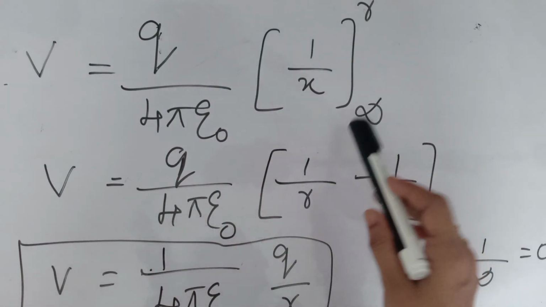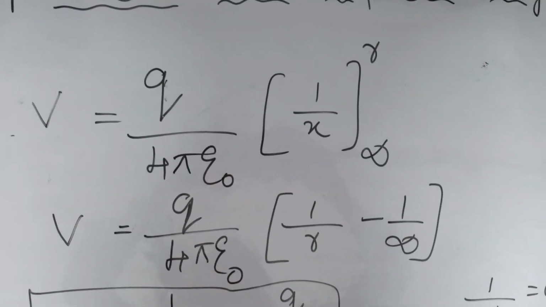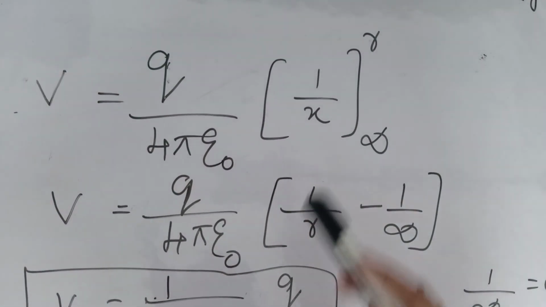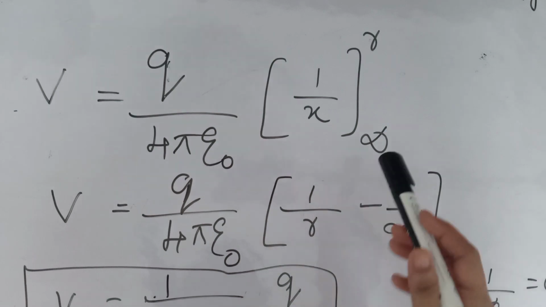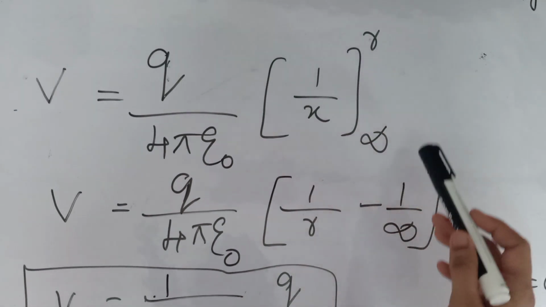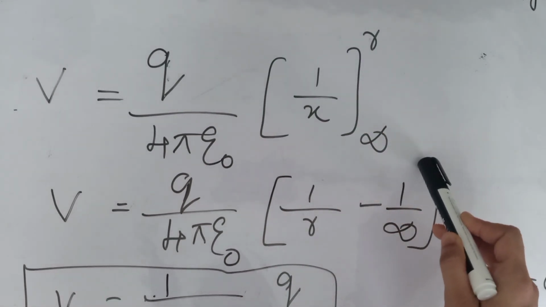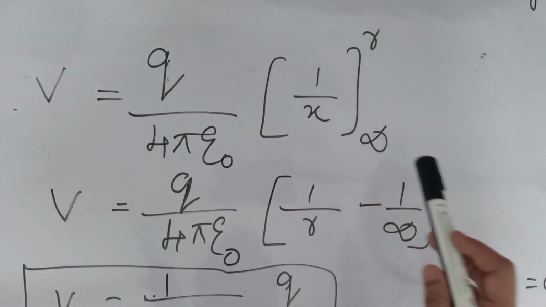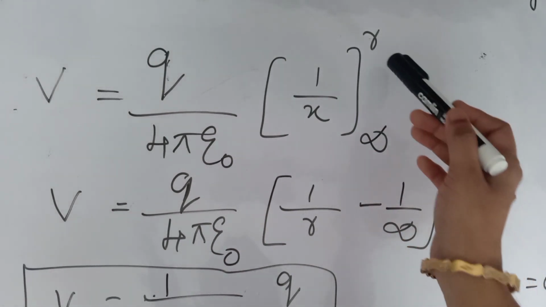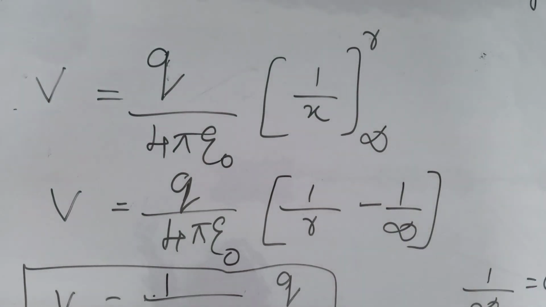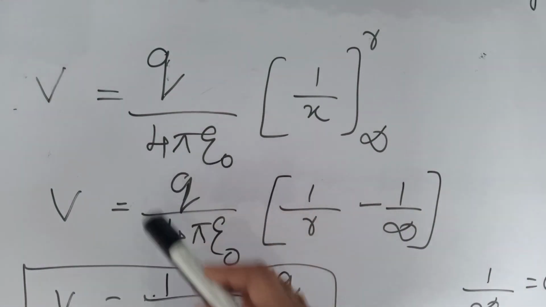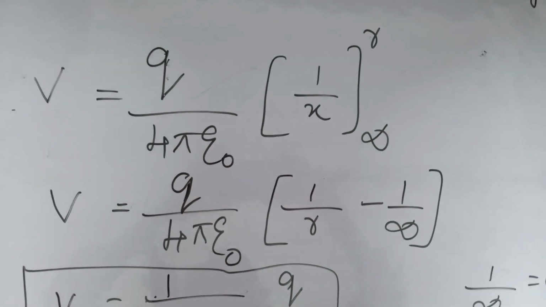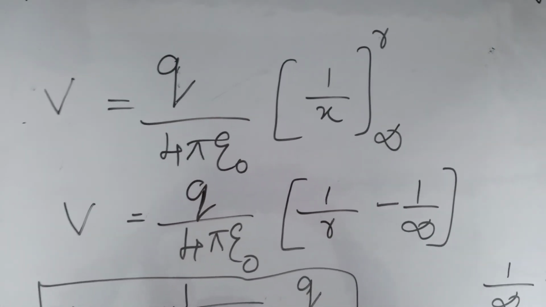Limit എത്രയാണ്? Infinity to R ആണ് ചെയ്യേണ്ടത്. Now we can apply the limits. So how we will apply the limits? Upper limit minus lower limit we have to do, which is upper limit R and lower limit is infinity. അപ്പോൾ upper limit minus lower limit ആണ് ചെയ്യേണ്ടത്. Upper limit ഇവിടെ R ആണ്, then infinity is the lower limit. This Q by 4 pi epsilon 0 we can write in the similar way. അതുപോലെ തന്നെ എഴുതാം.